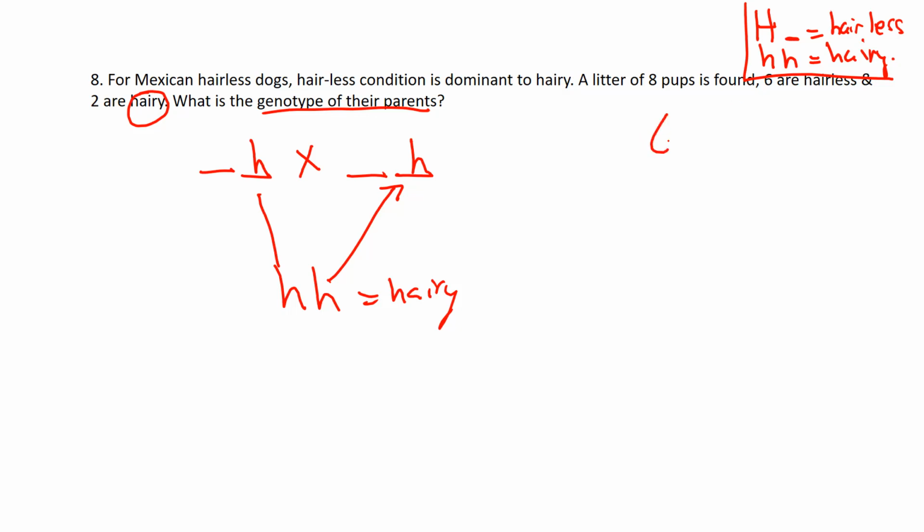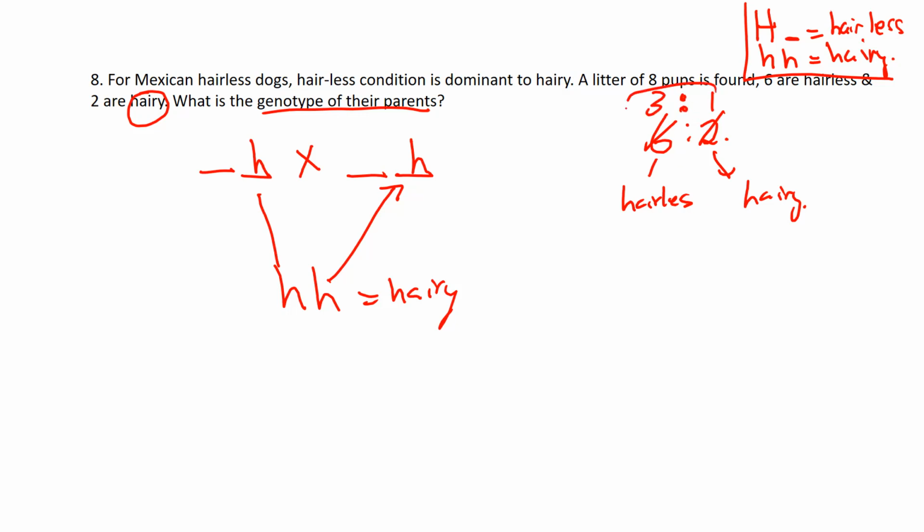It says we have a 6-to-2 ratio, 6 being hairless, and 2 being hairy. Well, 6-to-2, remember we always have to reduce fractions, we always have to reduce ratios. If we reduce that, we know that 2 can go into 2 once, 2 can go into 6 3 times. We now have a 3-to-1 ratio.